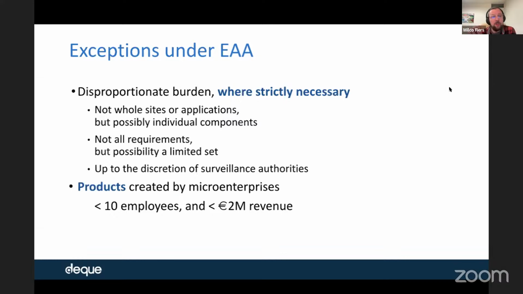You cannot, for example, say my entire app is just disproportionate burden. We didn't have the means, it was too old, we couldn't afford it, we didn't know how to do it. None of that applies. There might be parts of an application or a website or a product that you couldn't make work because doing so would have been just unreasonable, but you can't just say the whole thing is out of scope. That's not how it works.